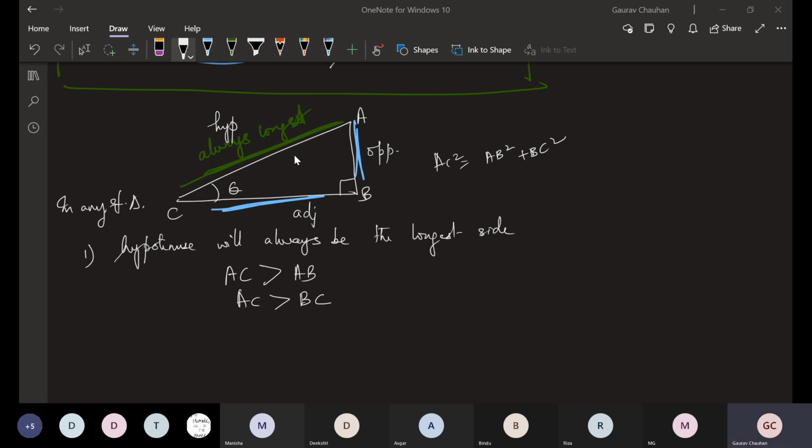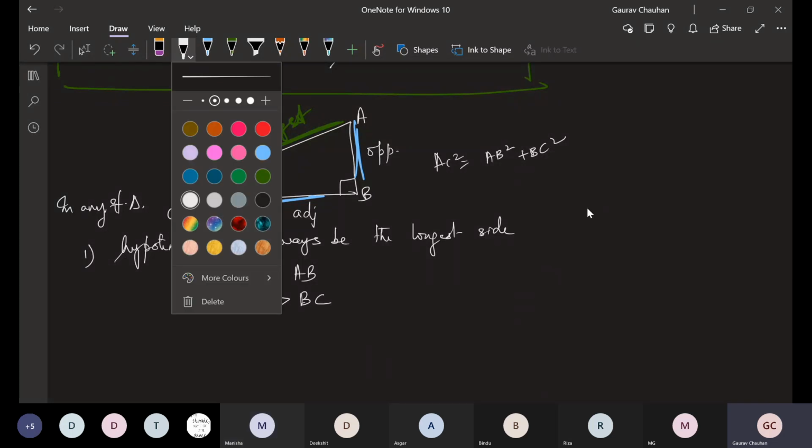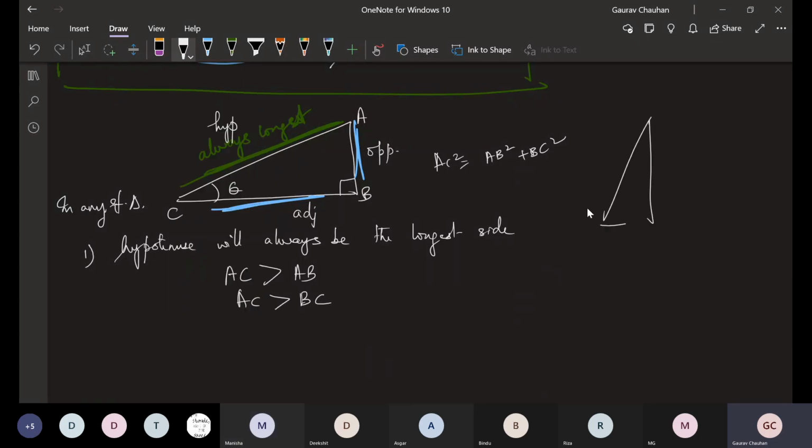Manisha is saying no, sir. What do you mean by no, sir? We can't say like that. If we don't know anything, we can't say, because like this also I can draw. In this case, opposite is longer than adjacent. In this case, opposite is shorter than adjacent. We also know that opposite can be equal to adjacent also.